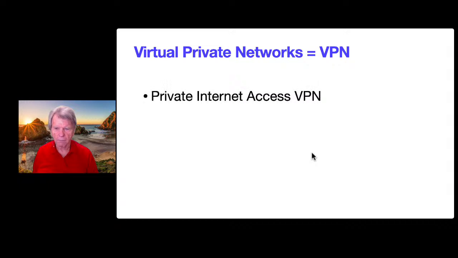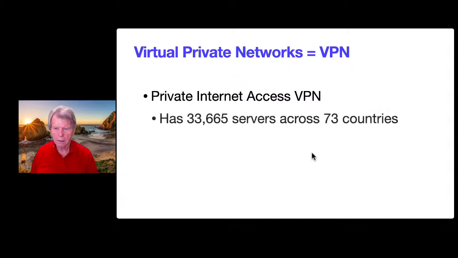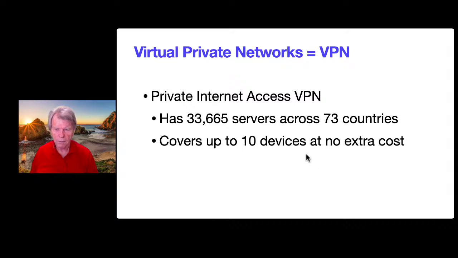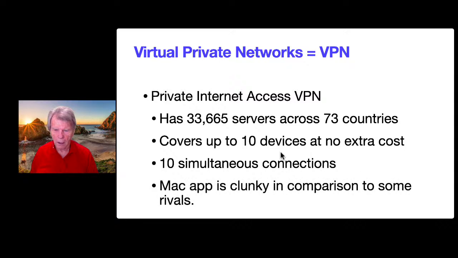And last in our top 4 is Private Internet Access, sometimes referred to as PIA. They have 33,665 servers across 73 countries. They will allow you to have 10 devices simultaneously on their system. And the only downside that the reviewers found was that the Mac app is clunky in comparison with some of the other apps from the other providers.